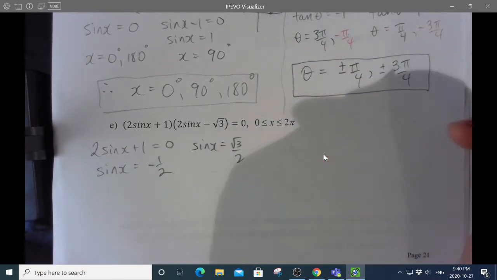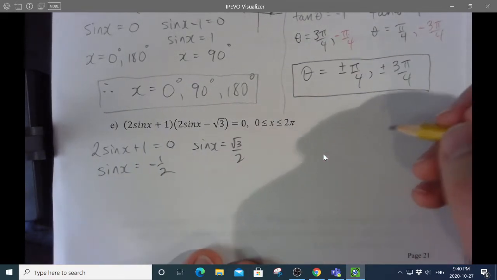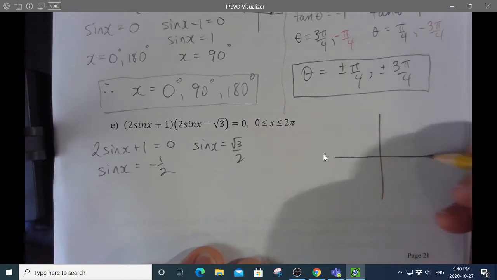We're going from 0 to 2 pi. Okay, where do those two things happen? This one gave me a little more room, so let me draw my unit circle again.